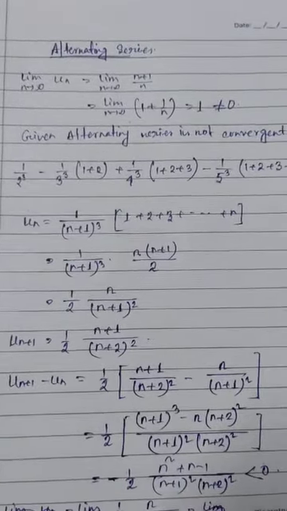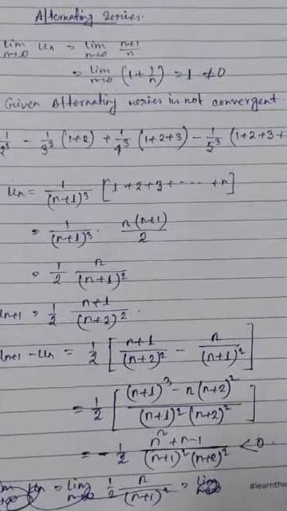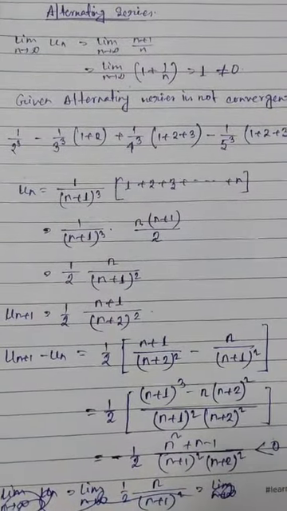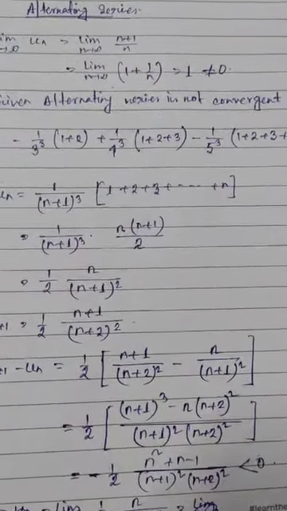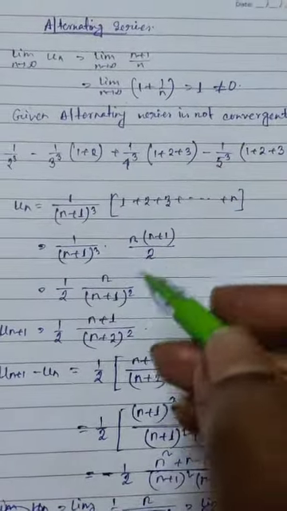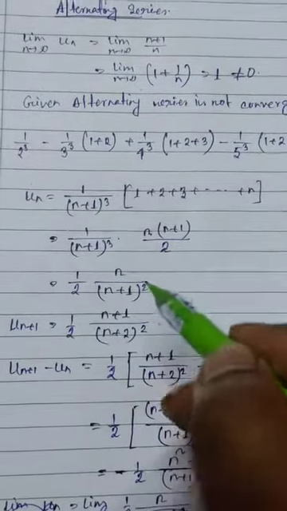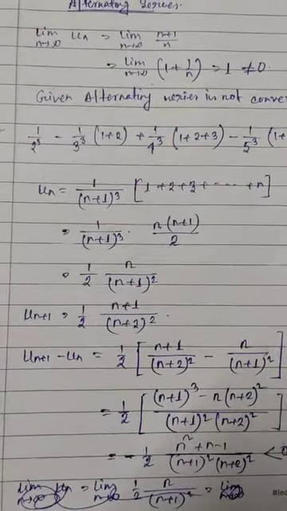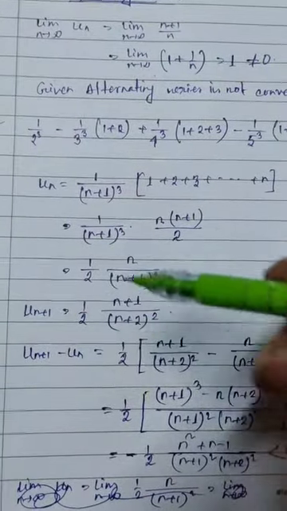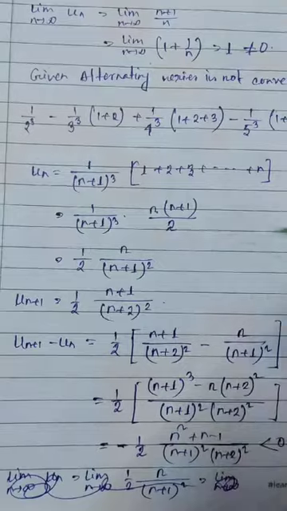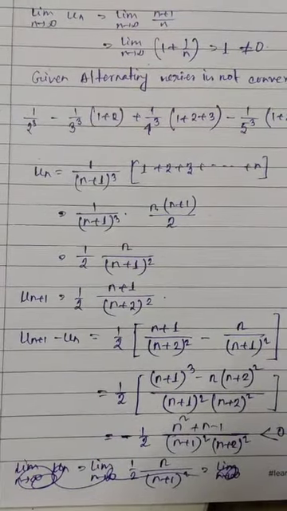So now what can we write? 1 by (n plus 1) whole cube, and this is the sum of n terms, so here we get n into (n plus 1) by 2. And now from here, if we simplify, we get half of n by (n plus 1) whole square. So now we can say that un plus 1, that is, n is replaced by n plus 1, is (n plus 1) by 2 into (n plus 2) whole square.